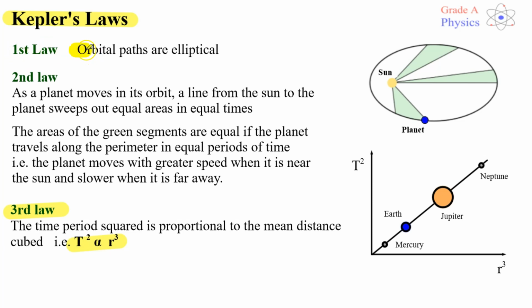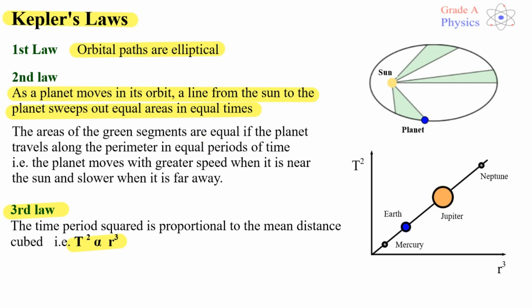So the first law is a statement that orbital paths are elliptical, by which we mean this squashed circle. So this is true of orbits. And if we're trying to describe those, then this is the second law. So this is a statement, and we can talk about what it means in a moment.